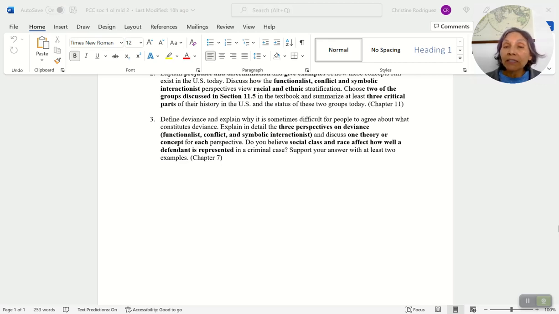And then, do you believe social class and race affect how well a defendant is represented in a criminal case? Support your answer with at least 2 examples. So that's just your opinion. You live in the United States, you see, you read, you hear about different criminal cases, and so what do you think? Is there some advantage for some people, depending upon social class or race, and a disadvantage for others?